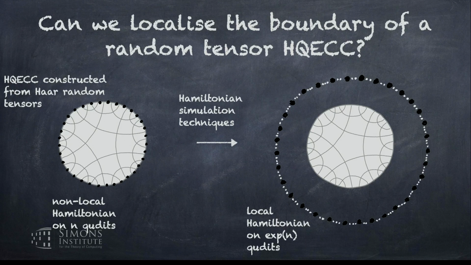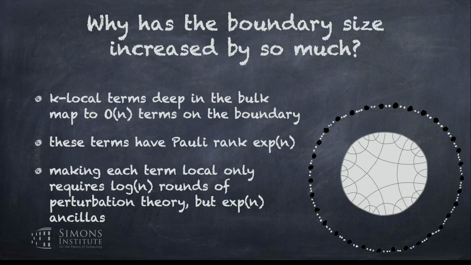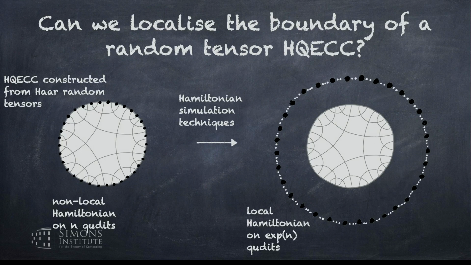So yeah, I'll get there. So the exponential is because k-local terms deep in the bulk map to terms in the boundary acting on an order n portion of the boundary. But these terms have Pauli rank exponential in n. So for every term in the Pauli decomposition, you have to do another gadget, and that gives you an exponential blow up in the number of spins on the boundary.